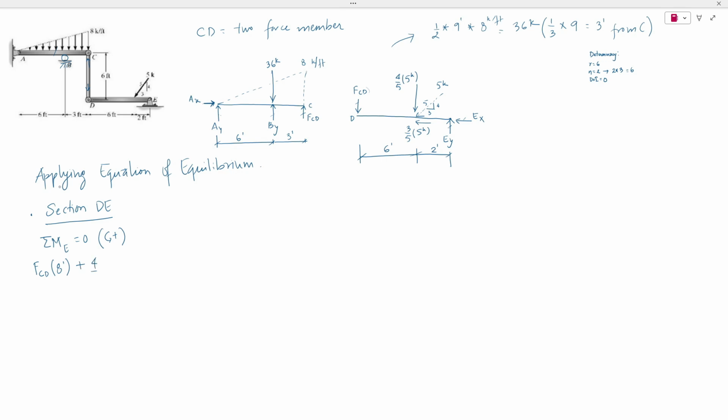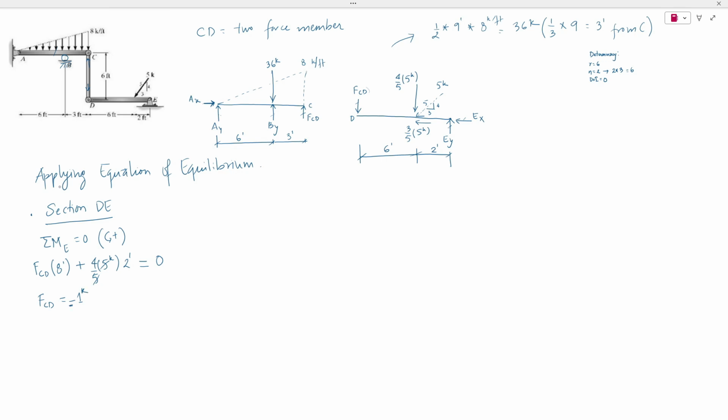So 4/5 of 5 kPa times the moment arm 2 feet, and do we have any other forces? No. So the summation of all these forces should be equal to 0. This will give us the value of FCD to be -1 kips.